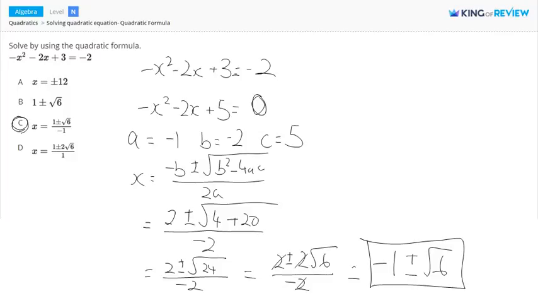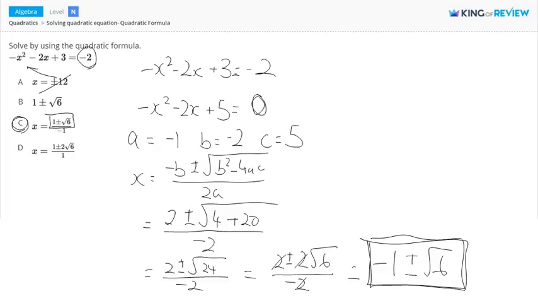Now the answer is a little bit different because we simplified it a little bit further, but if you think about it, if you divide this top part by -1, you do end up with this value here. Okay, now let's look at our other answers. Option A says plus or minus 12, but if you plug in -12 or positive 12 into this, you are not going to get a -2. So this is definitely wrong.